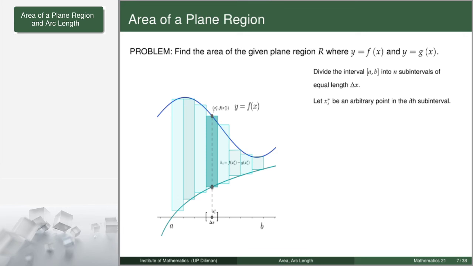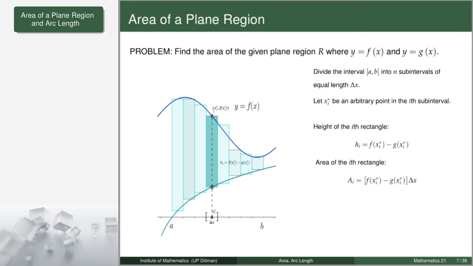Because the main goal is to find the area of this dark green rectangle. Since I already know the width, which is delta x, I just need to find out the height. And the height of the rectangle will be a delta y. Since the y value here is equal to f of x, by evaluating at x sub i, I'll get the y value here. And then since the y value here is equal to g of x, I will be able to get the y value here by evaluating g at x sub i. And thus, top minus bottom will give me the height of my rectangle.